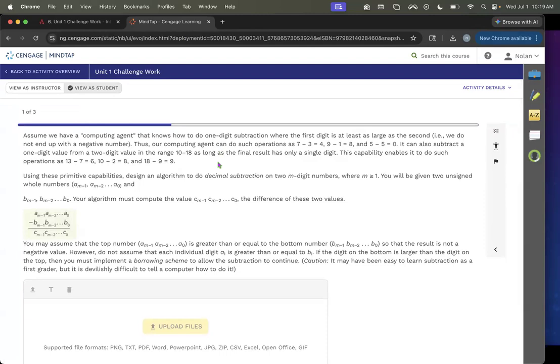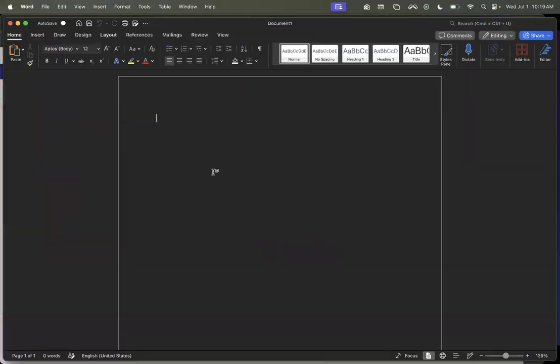So assume we have a computing agent that knows how to do one-digit subtraction, where the first digit is at least as large as the second, and so on and so forth. Please read through the question. I'm going to go ahead and work on it right now. We just call it Unit 1 challenge work, and go ahead and call this one Q1.